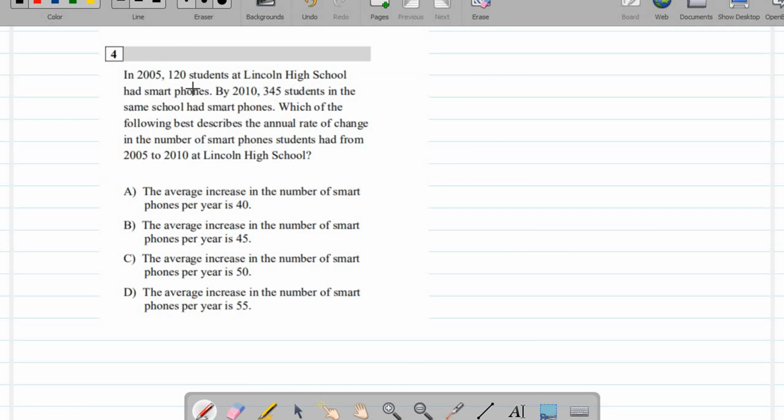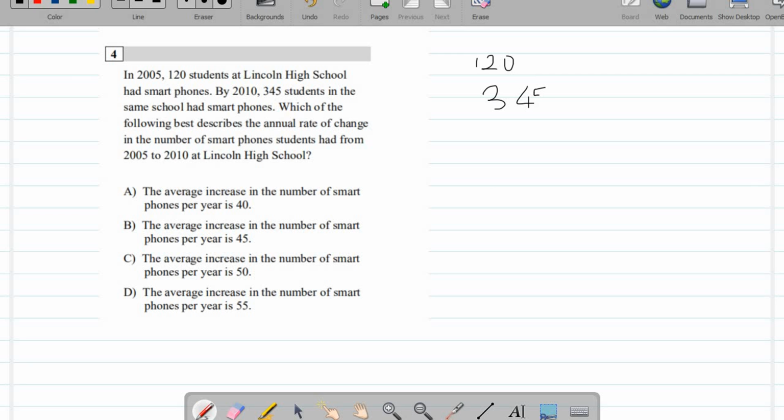So here in this question we have, in 2005, 120 students at Lincoln High School had smartphones. By 2010, 345 students in the same school had smartphones. Which of the following best describes the annual rate of change in the number of smartphones students had from 2005 to 2010? So you see, we have 120, and 5 years later we have 345.